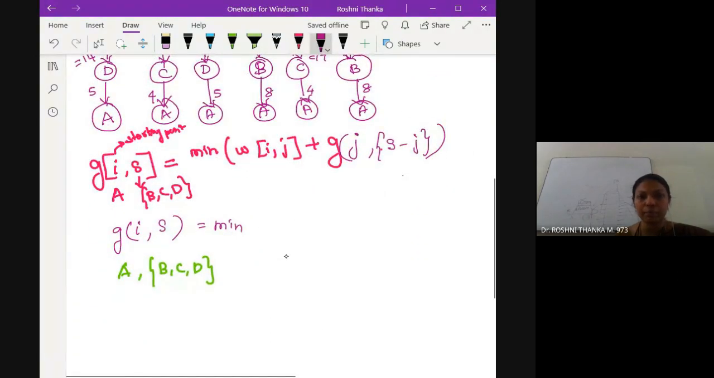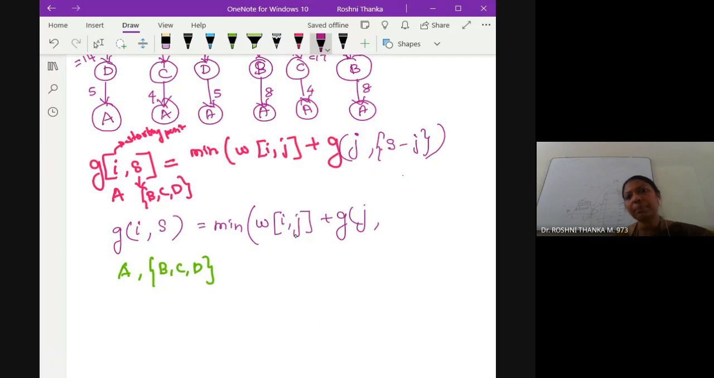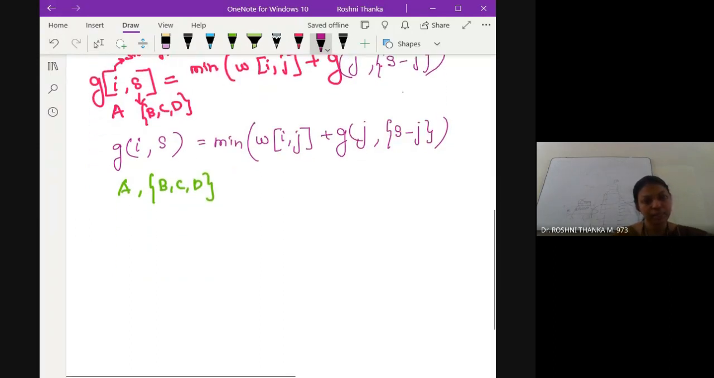So minimum of first the cost of moving from starting location I to the jth location, plus again the function called repeating. Here now the starting location is J because we reached the place J, comma the subset or the remaining set, which means from the set take away the J. Okay, now let us apply this. Using this formula, let us find the best solution.